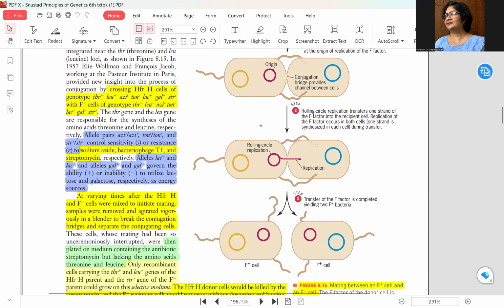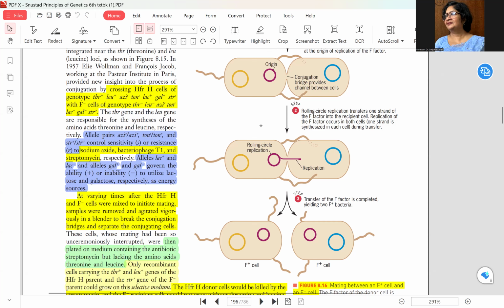If the recipient cells are not able to grow in other plates in which they were not supposed to grow, like the recipient was threonine minus, so you would expect it to grow only in threonine plus media. If it is still not able to grow in the absence of threonine, then you know that it did not get the threonine gene from the donor.